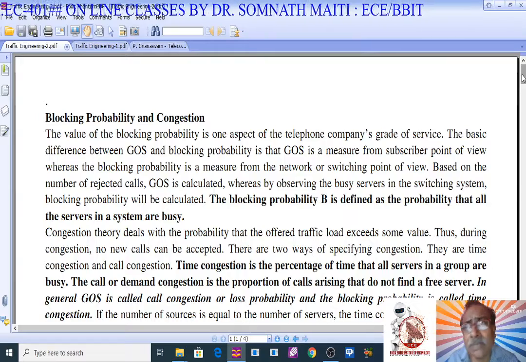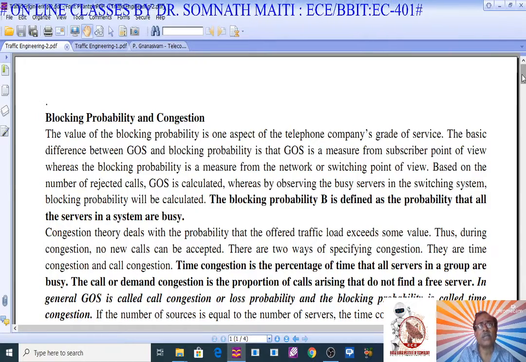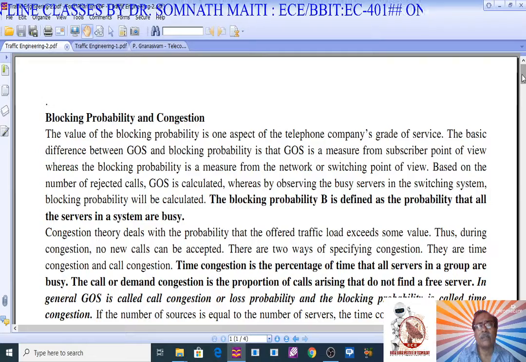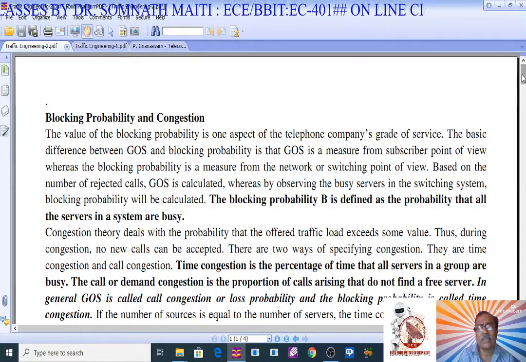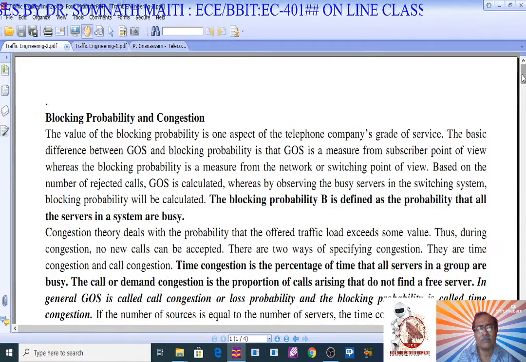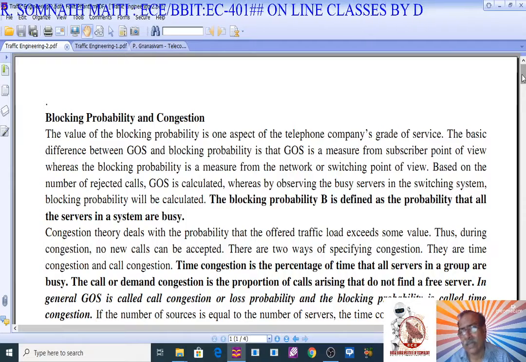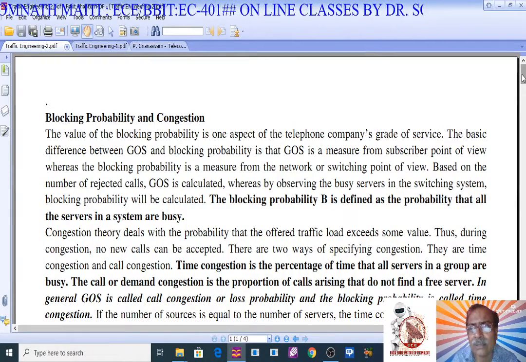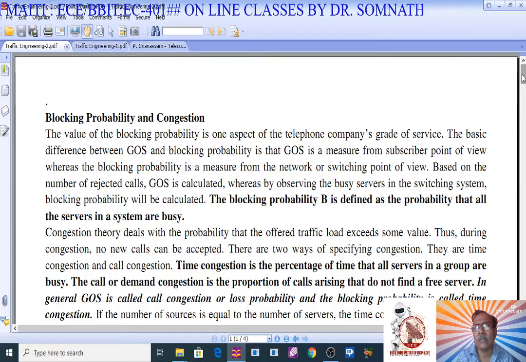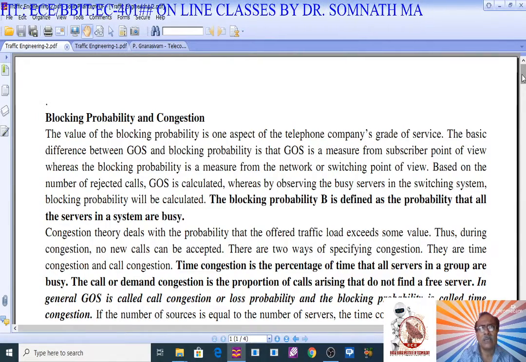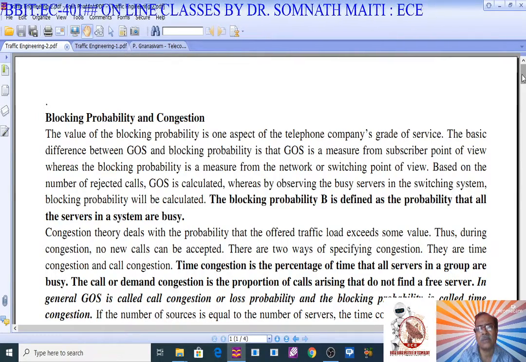GOS is defined from the satisfaction of the subscriber. That means you are trying to get a connection, and sometimes you may be successful and sometimes you may not be successful. So you will say that the telecommunication company or service provider is good if all the time throughout the day you are getting the opportunity to complete your call. And if you are not able to do that, you will be disgusted about the system and say that the service of the company is poor.